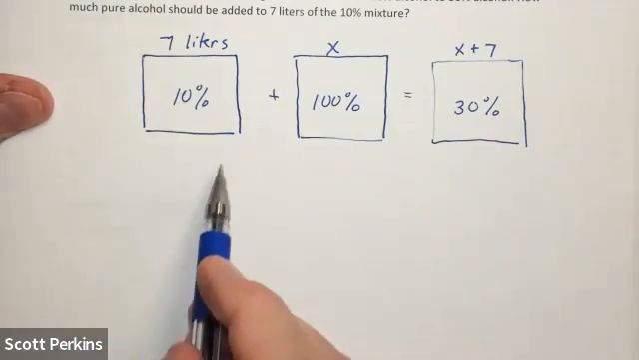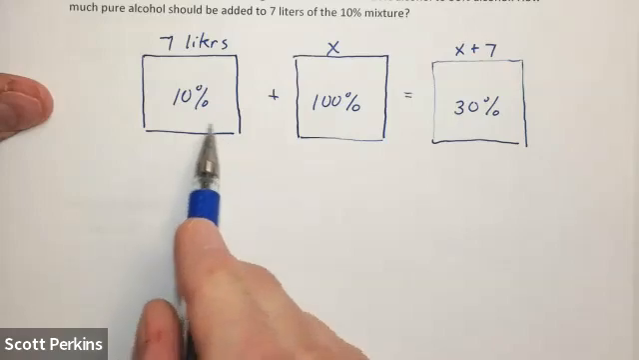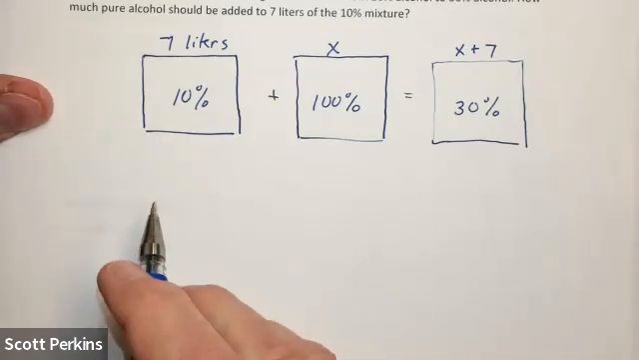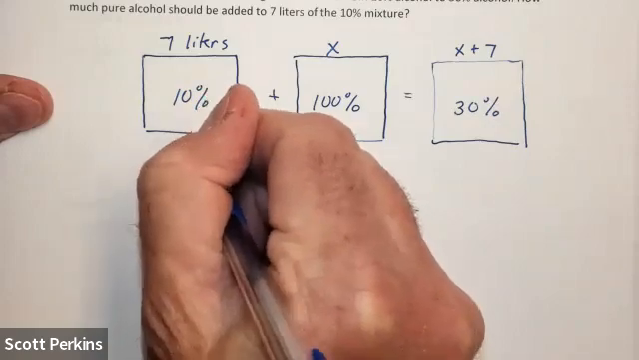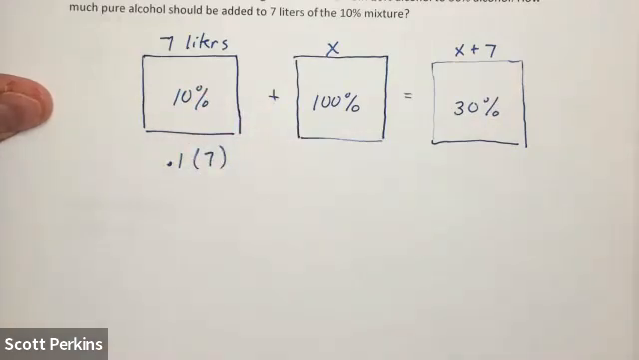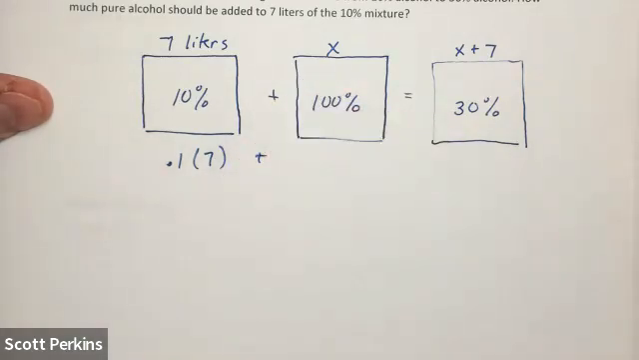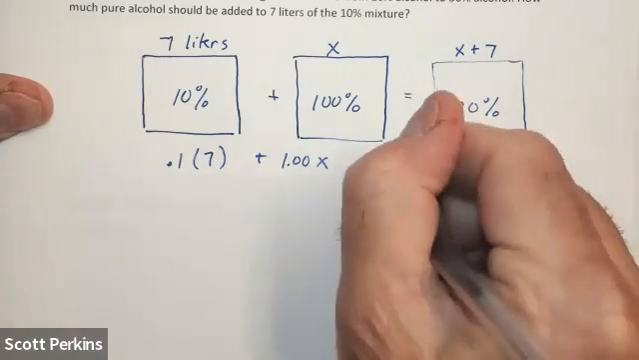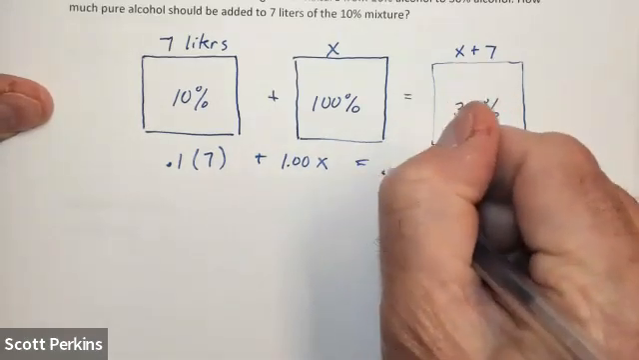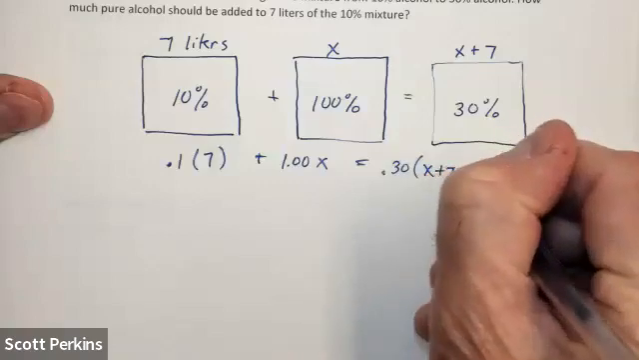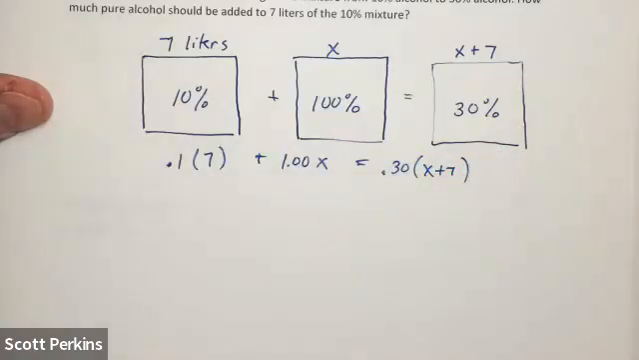All right, what's my first term going to be when I look at how much alcohol is in that first box? It's going to be 0.1 times 7, which, yes, once you do that multiplication, it's going to turn out to be 0.7. And then what's my second term going to be? 1.00, that's my 100% written as a decimal times X. A percent times volume every time. And then on the other side, it's going to be 0.30 times X plus 7, percent times volume each time.